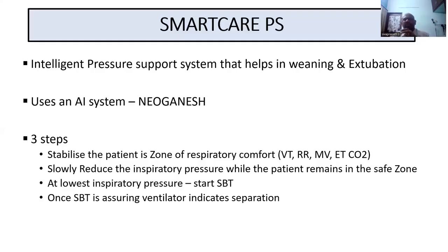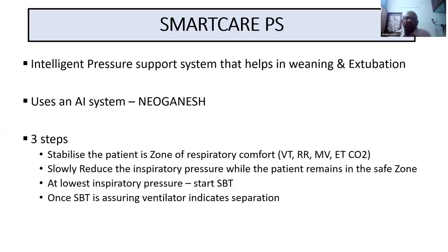First, if the patient is in spontaneous respiration and you connect him to SmartCare PS, it will set the tidal volume, respiratory rate, and ventilation, depending upon other variables, in the zone of respiratory comfort. That AI will tell you what the respiratory comfort is. It will set some tidal volume, some respiratory rate, some pressure support, and it will ventilate that patient. Slowly it will reduce the inspiratory pressure, making sure that the patient remains in the safety zone. Suppose it reduces inspiratory pressure and the respiratory rate support, but the patient should remain in the safe zone. If he is away from the safe zone, it immediately steps back the support. That is how it works.